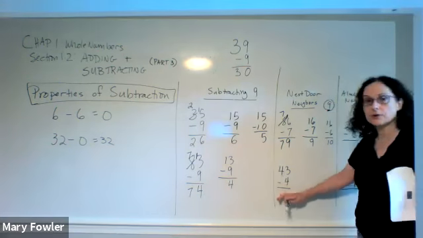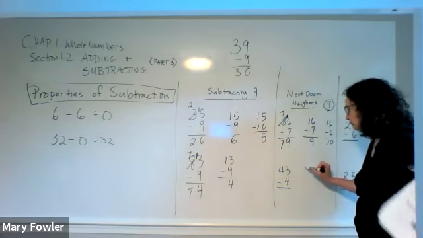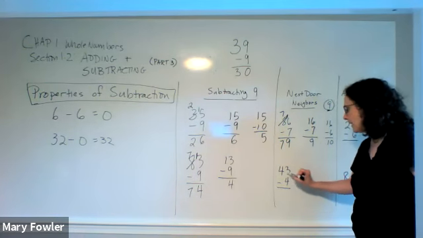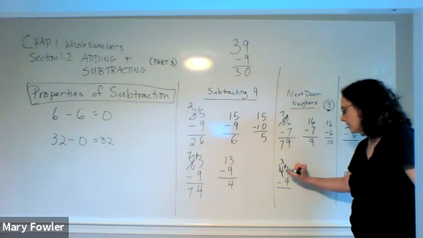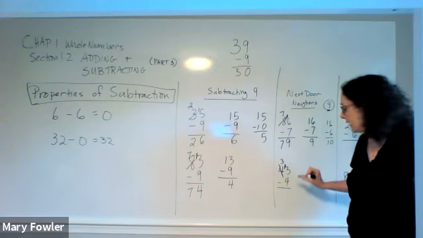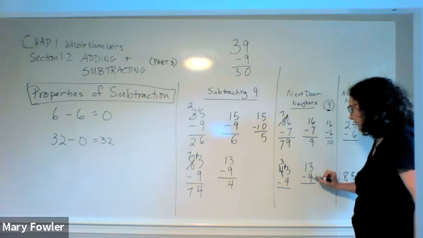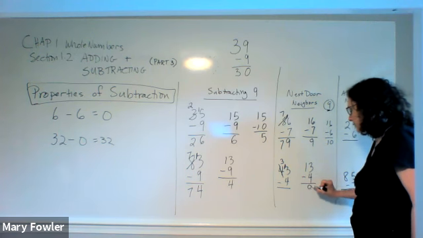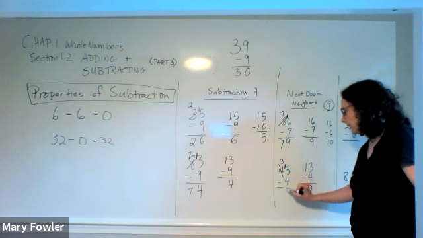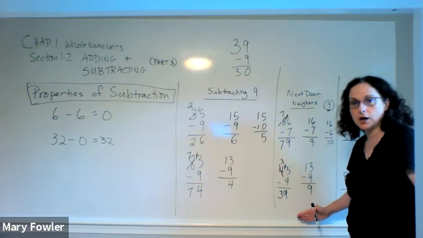Okay, so I have another next door neighbor problem here, and let's check it out. So 43 minus 4, I cannot take 4 from 3, but I'm going to borrow. Okay. So the 4 becomes a 3 and the 1 comes over. So now I'm looking at this problem, 13 minus 4. The 4 and 3 are next door neighbors, so my answer is 9. So over here I bring down the 9. 13 minus 4 is 9, and I bring down the 3. Okay, so that's the next door neighbor situation.